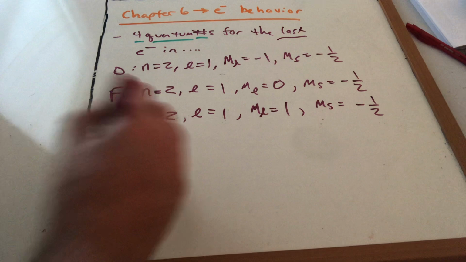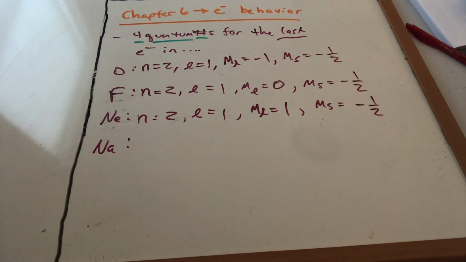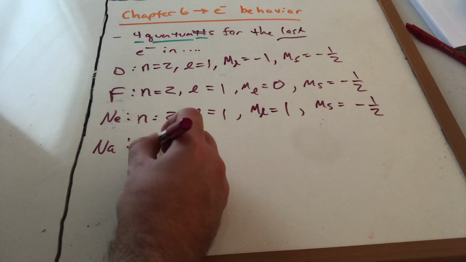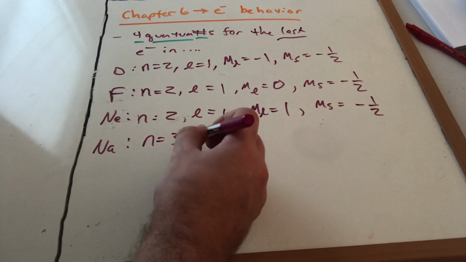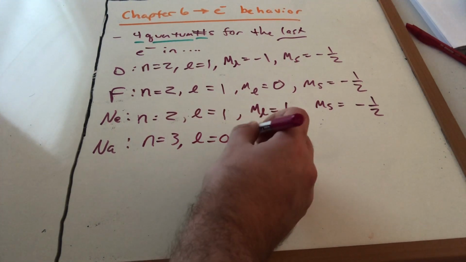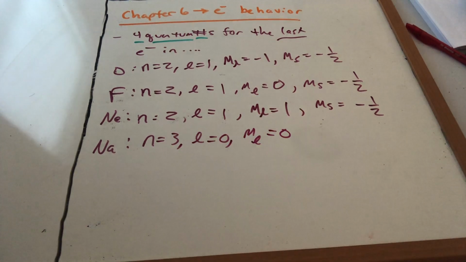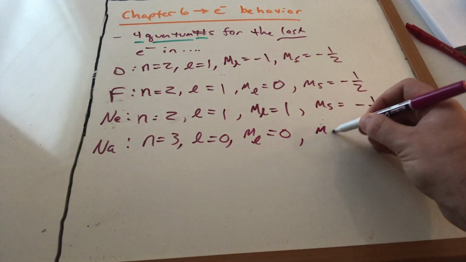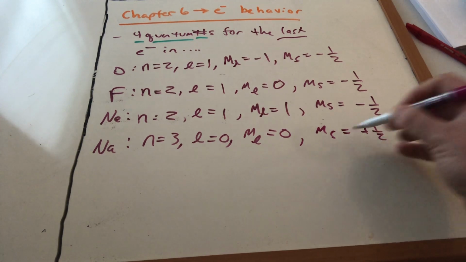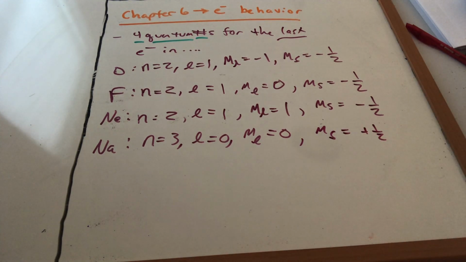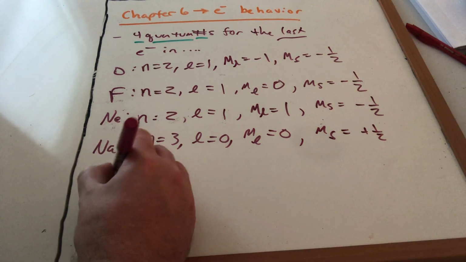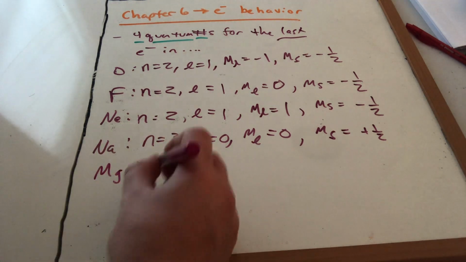Okay. When we go to sodium, we go to a new n. We're done with n equals 2 at this point, and now we do n equals 3. L equals 0, M sub L equals 0, because we fill our s's first, and then M sub S equals +1/2, because that's the first electron going in there. And the last one we'll do before we switch up our viewpoint here is magnesium.